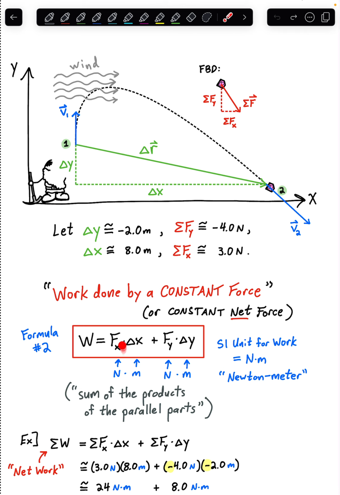That is the x component of the force times the x component of the displacement, and add that to the y component of the force times the y component of the displacement. So we're multiplying forces times displacements here, or forces times distances, forces in newtons times displacements in meters. So our unit here is newtons times meters, or Newton meters. Newton meters is our unit for work.